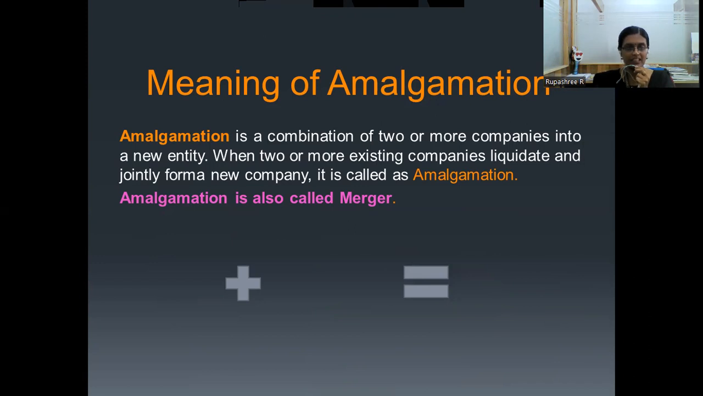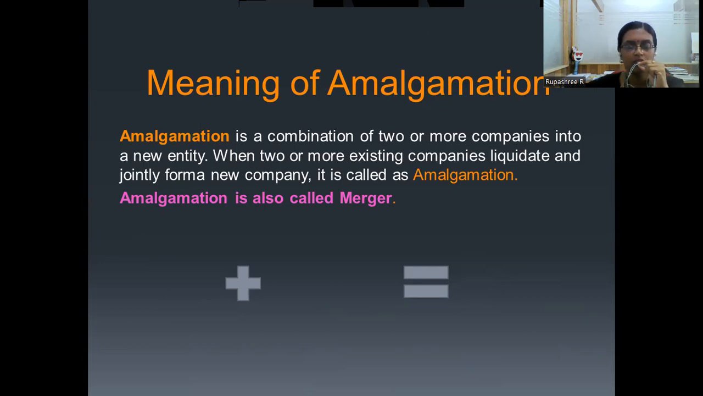The companies that are getting liquidated might be in the same nature of business or a different nature of business. That doesn't matter. In case of amalgamation, two companies either doing the same kind of business or a different kind of business liquidate themselves in order to form a single entity, and that is called amalgamation. So the term amalgamation can also be called a merger.